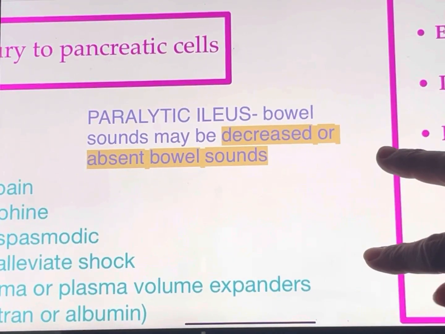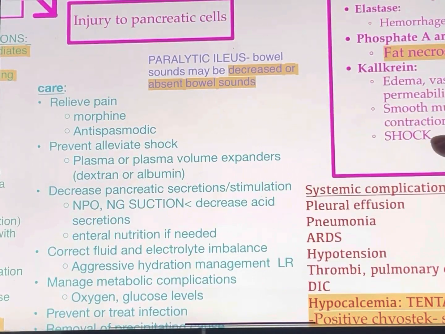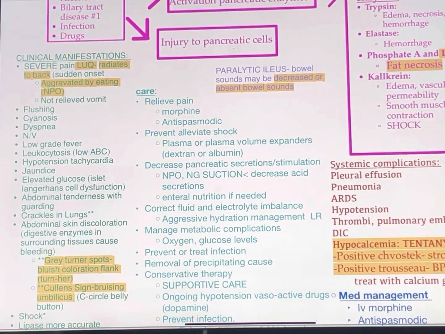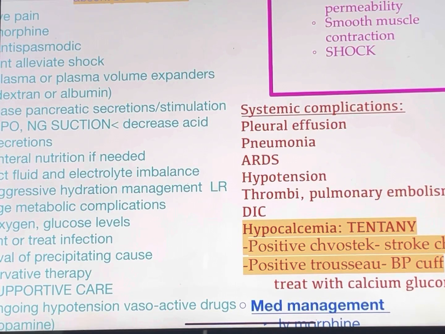When you think pancreatitis, I want you to think of the complication paralytic ileus. And with that complication, bowel sounds may be decreased and or absent. Some other systemic complications include pleural effusion, pneumonia, ARDS, hypotension, and hypocalcemia, which is a huge one. You want to monitor the patient for tetany, as well as a positive Trousseau's sign or Chvostek's sign. Sorry, I cannot pronounce those.